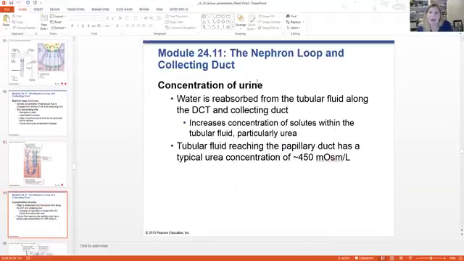So how is our urine concentration made up? Well, the water is reabsorbed from the tubular fluid in the DCT and collecting duct. It all goes right back into the peritubular capillaries. It's going to increase the concentration of solutes in that tubular fluid, particularly urea, a very high concentration of urea in your urine, hence urine, right? That's kind of how it gets its name. The tubular fluid that reaches the papillary duct has a urine concentration of around 450 milliosmoles per liter. Super concentrated.